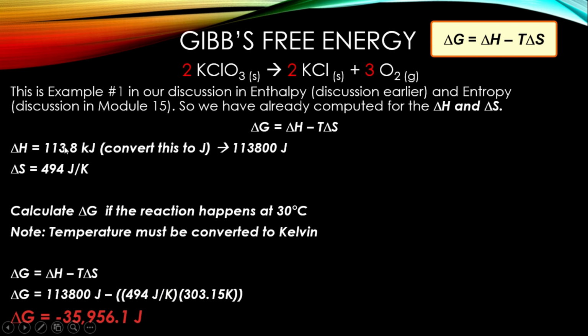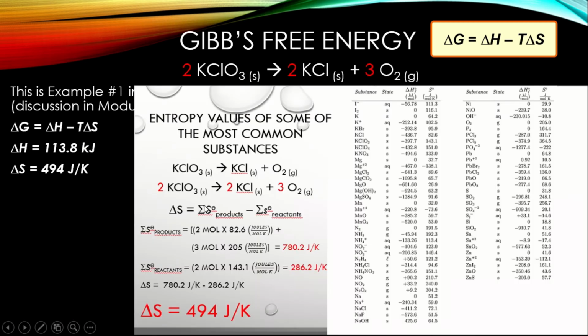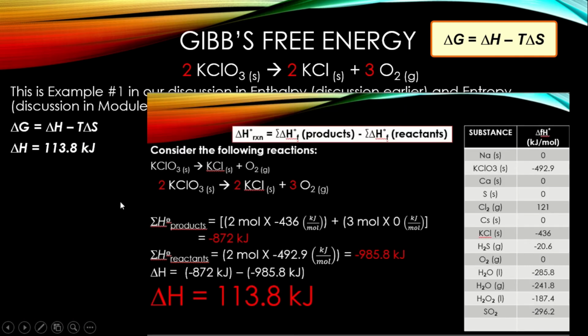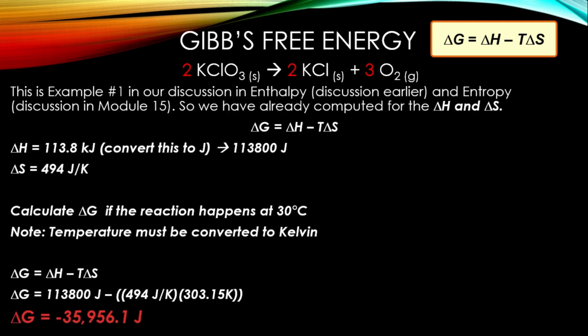So, our change in enthalpy is 113.8 kilojoules, kagaya ng nandirito. 113.8 kilojoules. Now, we have to convert this to joules. Bakit? Kasi yung unit ng ating entropy ay nasa joules. So, in order for us to proceed, kailangan parehong joules ang unit natin. So, para maging joules, yung kilojoules imumultiply natin sa 1,000. So, 113.8 times 1,000 is 113,800 joules. So, ito na yon. Next, let us find our entropy. The entropy is 494 joules over Kelvin. So, ito yung 494 joules over Kelvin.